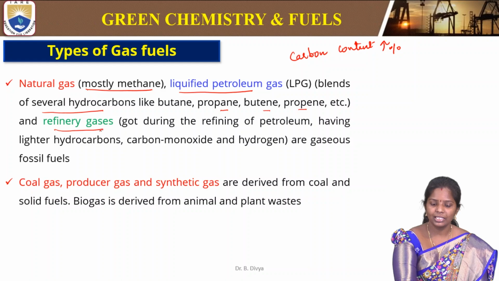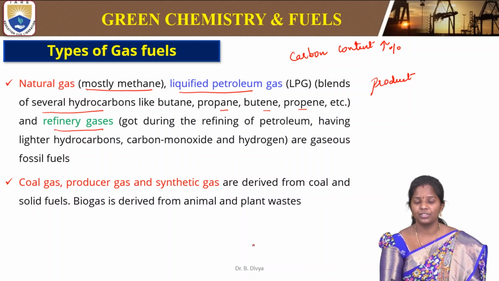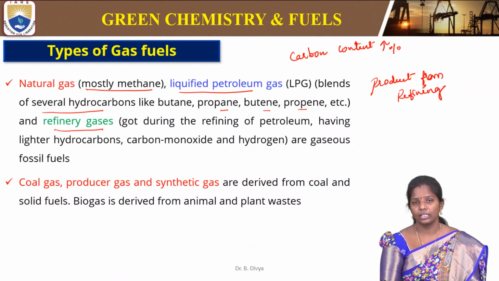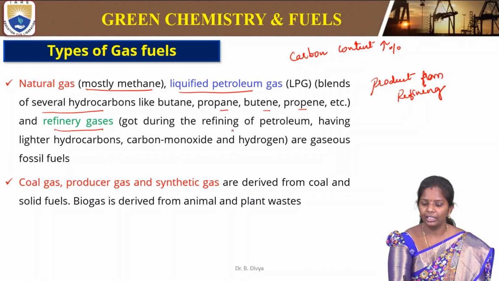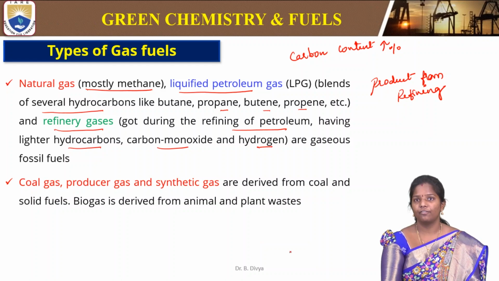And refinery gas is nothing but a product from the refining technique that we have seen in the previous session, which is the fractional distillation. So refinery gases are obtained during the refining of petroleum, having lighter hydrocarbons, carbon monoxide, and hydrogen. So these are the gaseous fossil fuels.